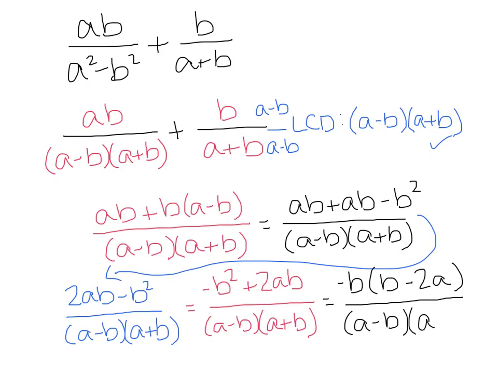If life were wonderful, we would actually be able to cancel some stuff out. Unfortunately, there are no common factors on the top or the bottom, so I am done. Put a box around it. Factored and added.